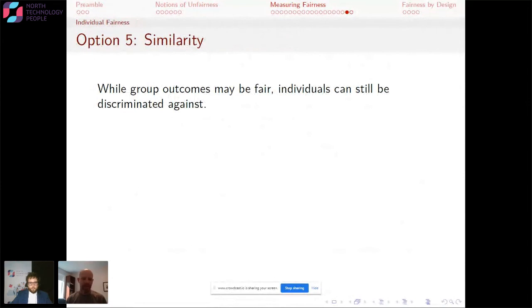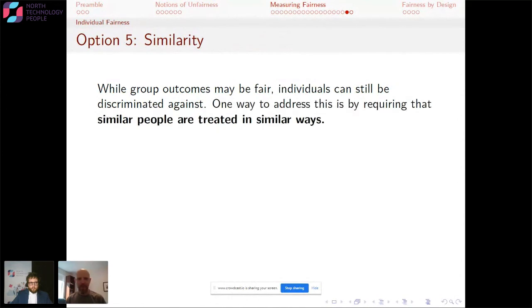Now, one thing to note is that while group outcomes might be fair, individuals can still be discriminated against. And in particular, two very similar individuals may get drastically different outcomes while still maintaining the group fairness of equal opportunity or equalized odds.